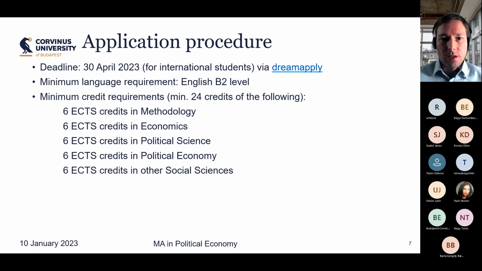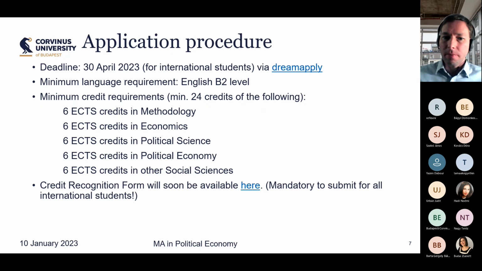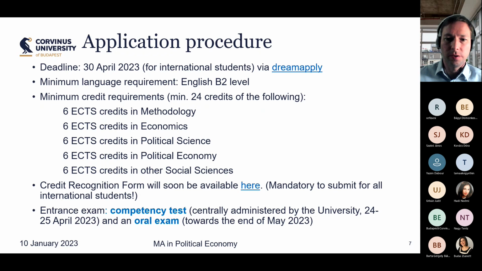In your previous studies, you had to earn at least 24 credits in the following fields: 6 in methodology, 6 in economics, 6 in political science, 6 in political economy, and 6 in other social sciences such as philosophy, law, or sociology. Obviously, depending on your background, it may be easy or slightly more difficult to reach the minimum credit requirements. There is a credit recognition form which is not yet available in English, but soon will be available on the university's website. This is mandatory for all international students to submit. For Hungarian students, this differs a bit. I can address that during the Q&A session.